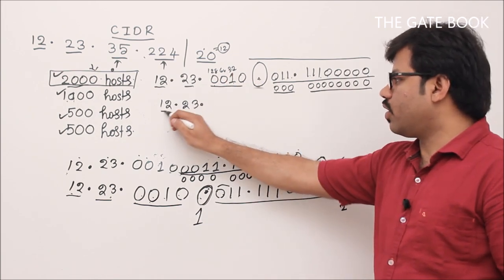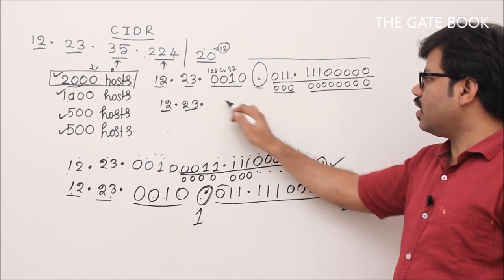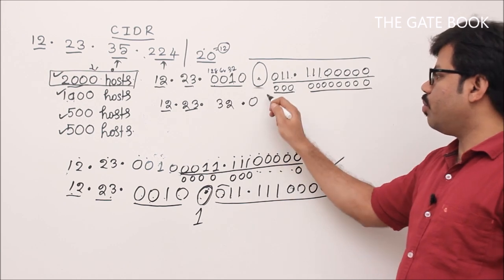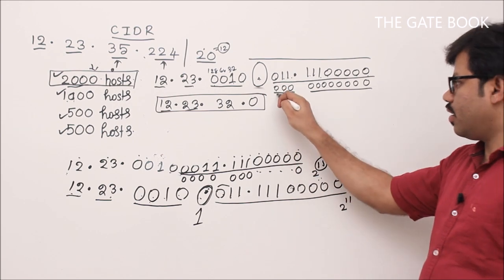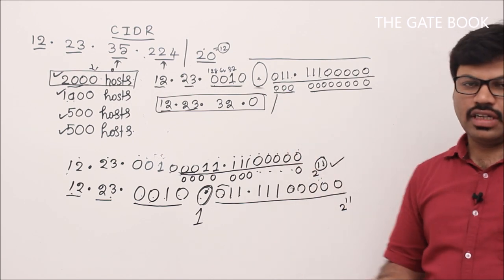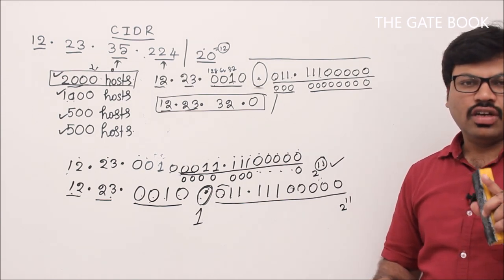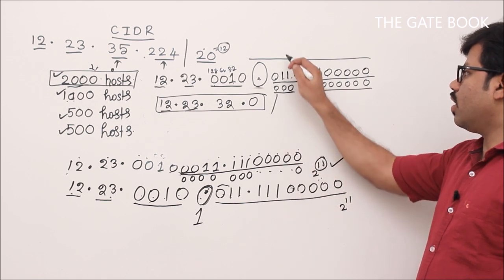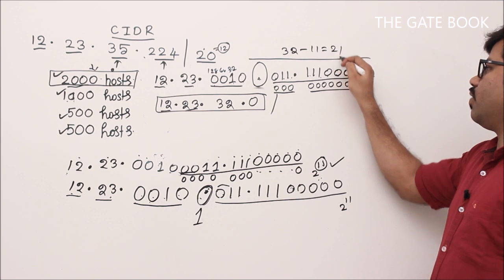So let me copy 12, 23. So this is 32. 32 plus the remaining thing is 0, right? 32. Dot, this is 0. This is going to be the network, which is the one subnet we have just created. And what is the prefix number? The prefix number is nothing but, ask yourself question number 1: how many bits are you using for host? 11, right? So the remaining things will be the network part. 32 minus 11, which is nothing but 21.